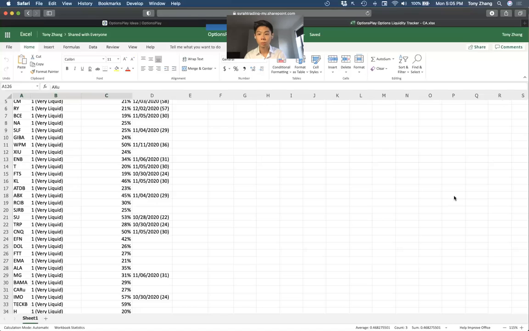Linda's asking, is the mid price just the average between the bid and ask price? That is correct. It is just the average between the bid and ask price.